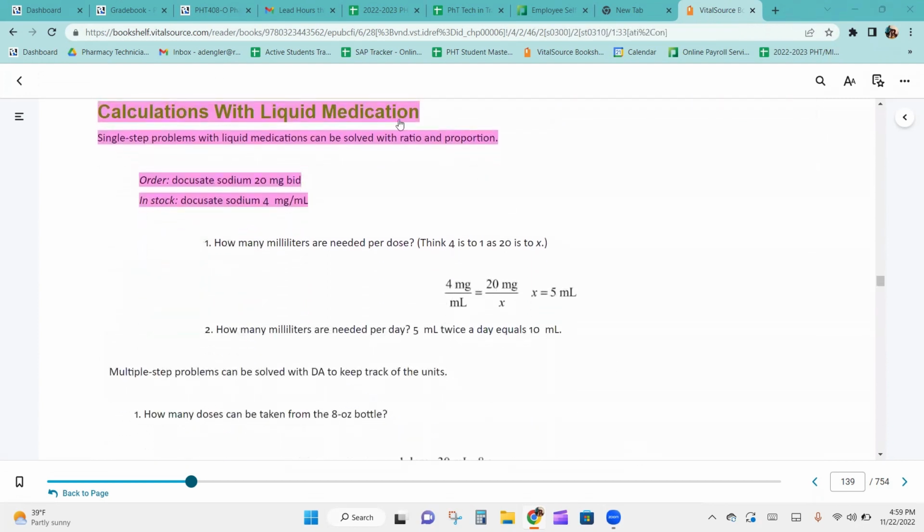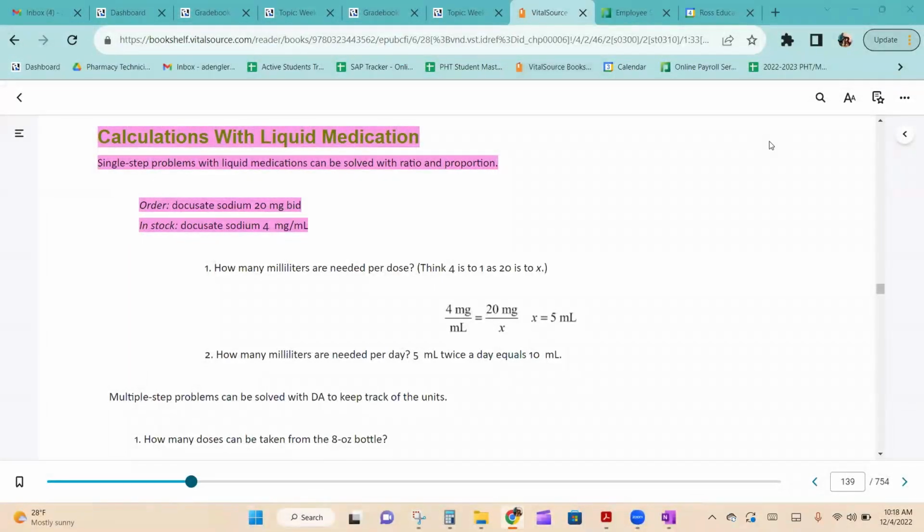All right, now we'll do some examples of calculations with liquid medication. These are single step problems with liquid medications that can be solved by ratio and proportion. So we have an order for Docusate 20 milligrams BID. So we need to give the patient 20 milligrams, but in stock, we only have Docusate sodium in 4 milligrams per ml. So how many milliliters are needed per dose?